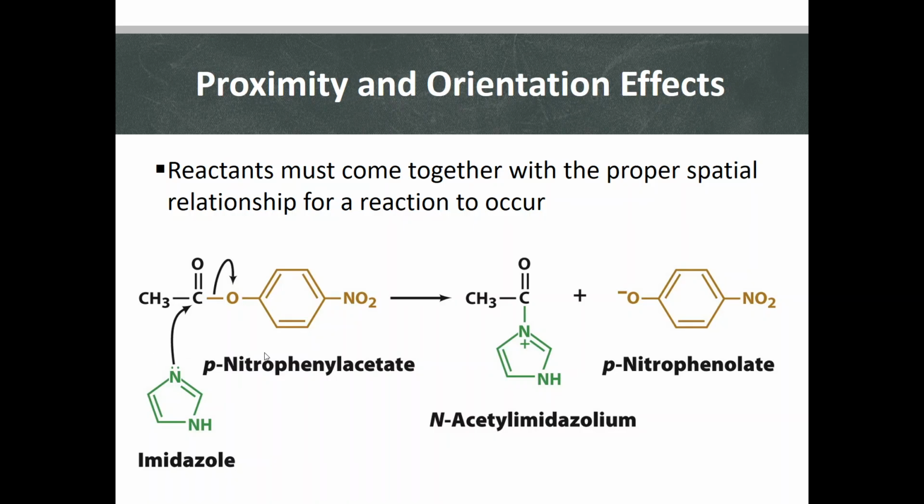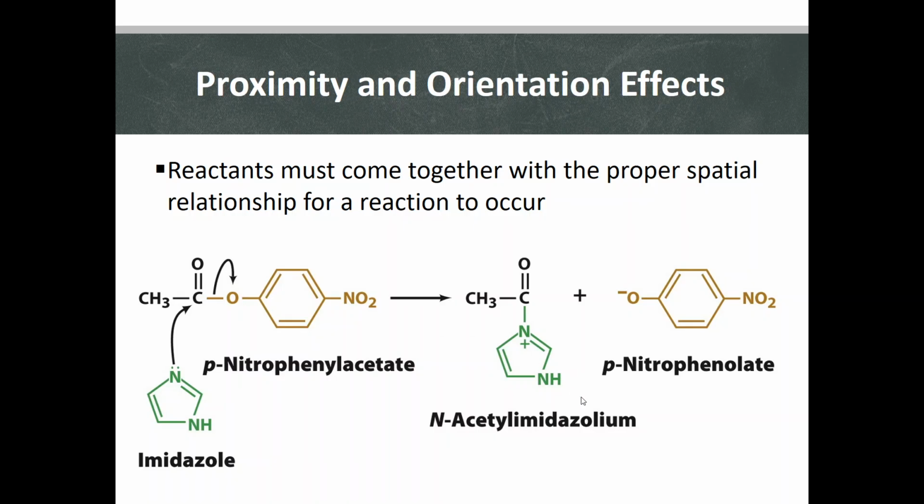And this reaction, as shown, is going to be dependent upon the concentration of reactants. So if you increase the concentration of imidazole, the reaction should go faster. Likewise, if you increase the concentration of paranitrophenyl acetate, the reaction should go faster. If you increase the concentration, what you're doing is increasing the frequency of collisions, which also increases the likelihood of productive collisions. So here, as shown, you are dependent upon the reactant concentration.